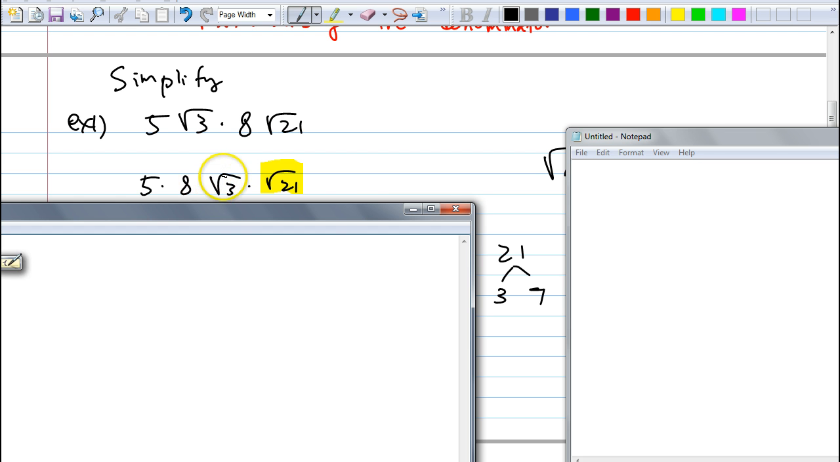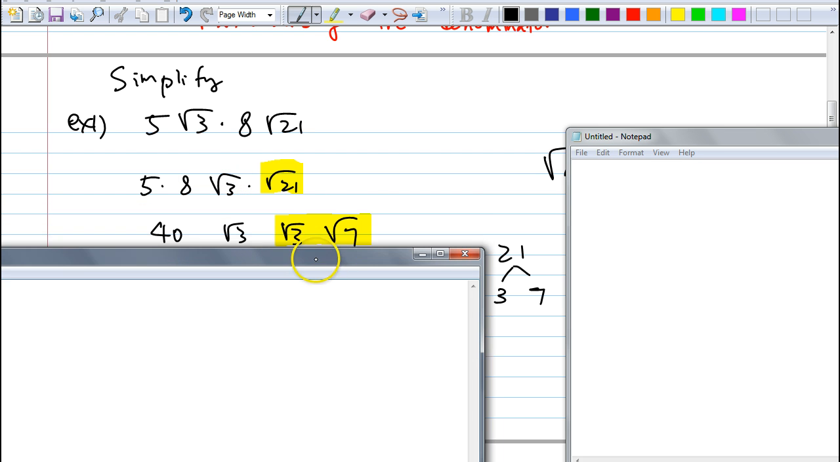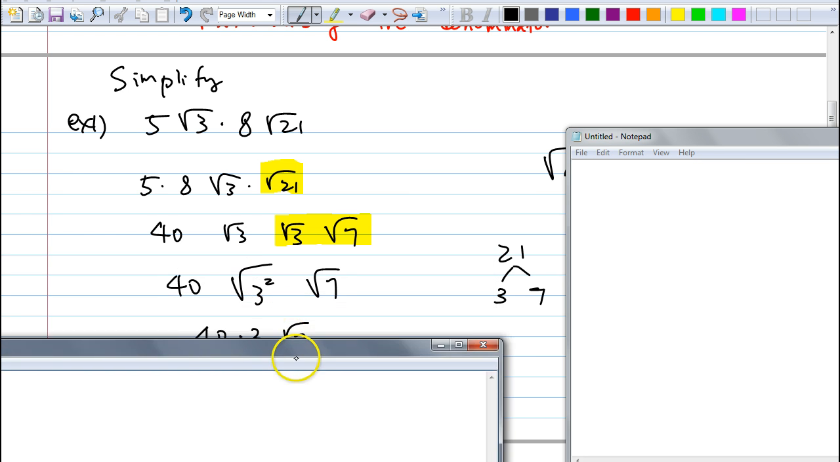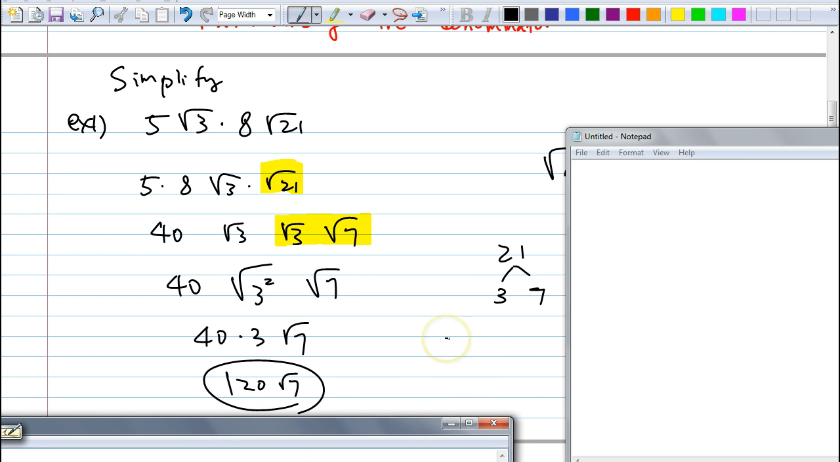Yeah, because we have a square root of 3 here, right? So it's kind of nice to see, oh wait, even though square root of 21 doesn't contain a perfect square, I have another square root of 3. So we could simplify it this way. Does that make sense? So what is square root of 3 times square root of 3? 3. So don't you just get 40 times 3, which is 120? Square root of 7. How many people got 120 square root of 7? Do you get the idea?